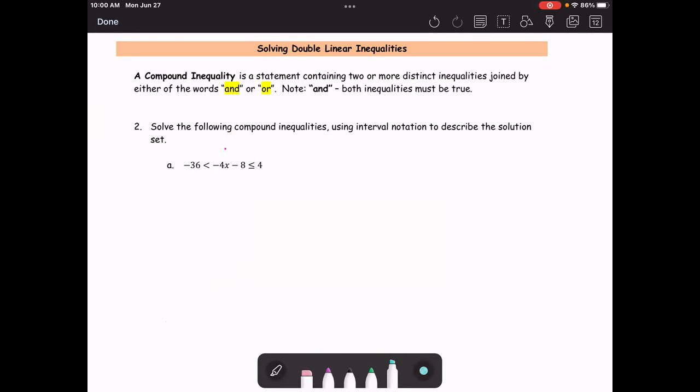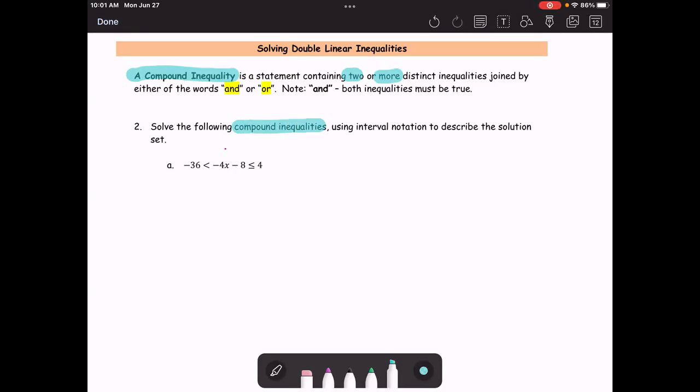Solving double linear inequalities. A compound inequality is a statement containing two or more distinct inequalities joined by either the word and or. And means both inequalities must be true. For this example, we're going to solve the following compound inequalities using interval notation to describe the solution set.